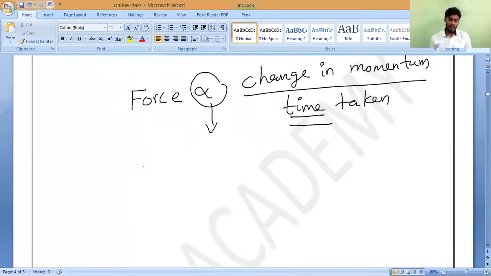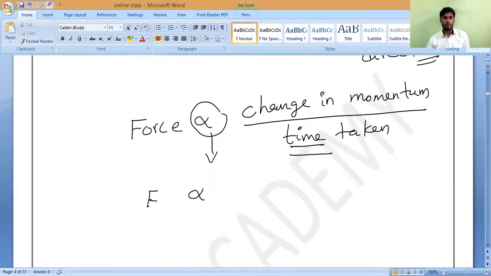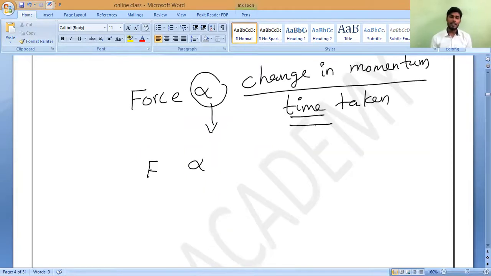Now let me write it in the form of a formula. Force we represent with F. So F is directly proportional to the rate of change of momentum of a body. Let us consider the initial case. Suppose I imagine I am the person and my car is here now. Let me consider this is my car. Initially it has a constant mass.